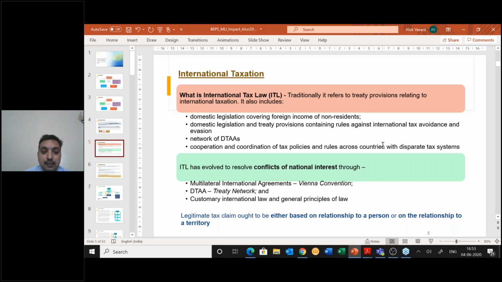Now we've seen that a legitimate tax claim of a country should be based either on a relationship to a person or on the connection of that income to that territory. And this is where international tax comes into play, because one country claims taxation on the basis of the residential status of the person who earns the income, while the other country claims taxation on the basis of the source of income, i.e., the place from where that income gets generated.